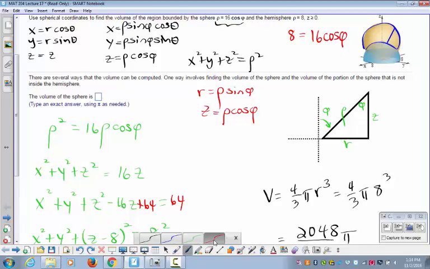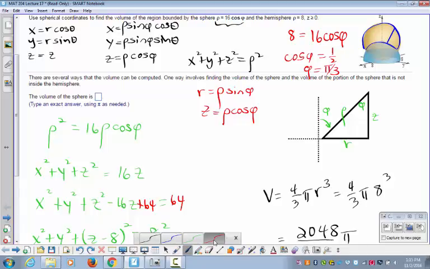Well, we've written them both in spherical. We have rho equals 16 cosine phi, that's the spherical representation of the upper sphere there, and rho equals 8 is the spherical representation of that hemisphere. So we just set those equal to each other. We're almost there. So then cosine phi is positive 1/2. So then what's phi? Everybody agree? On the unit circle, pi over 3 is up there, and that's got the cosine value of 1/2, the x value is 1/2. So phi is pi over 3.